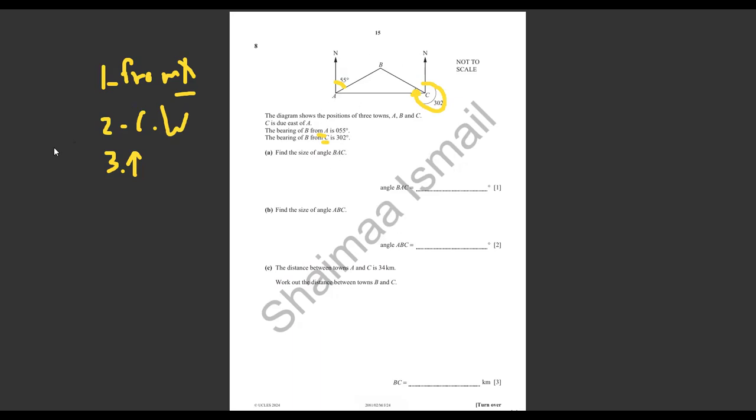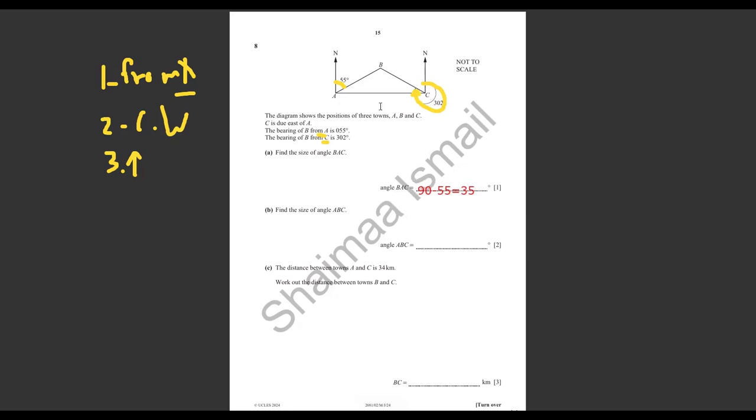Okay, so where is BAC? Here is BAC. Actually, this is 90 degrees, and this is north. So we say the 90 minus the 55 will give you the BAC, which equals 35. Okay, so the final answer here is 35.